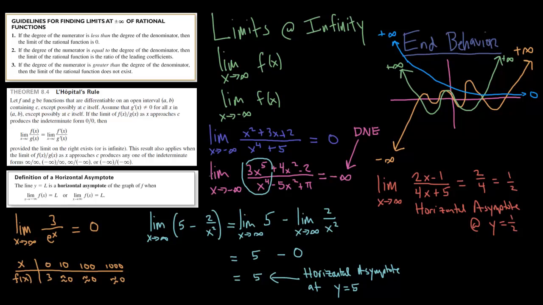A limit at infinity is what we're talking about here, and it can have a finite answer. So 0 is a finite answer here. 5 was a finite answer here. 1/2 was a finite answer here. These are all limits at infinity with finite answers. But it's also possible for you to have a limit at infinity and get an infinite answer, which is called an infinite limit. Okay?